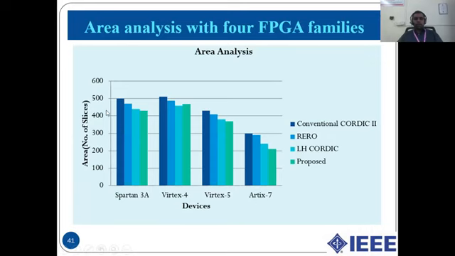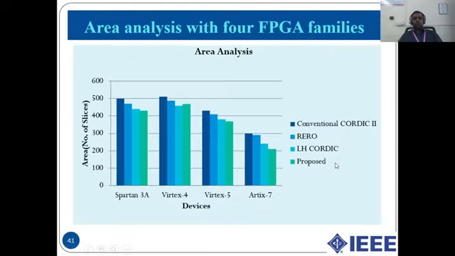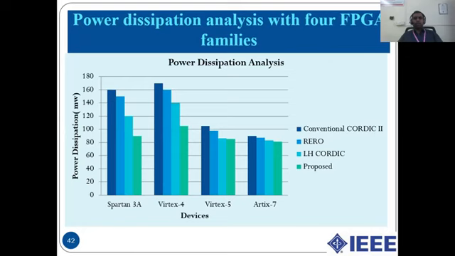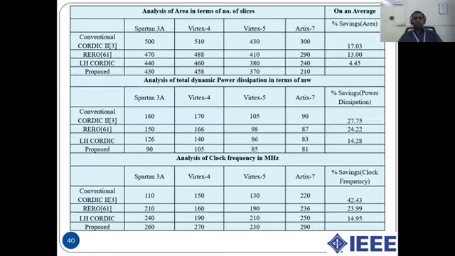Similarly, we could also find some analysis of clock frequency that we have used with respect to our inputs, and the percentage savings with respect to this clock frequency is also shown for the proposed architecture with respect to the conventional CORDIC, RERO, and LH CORDIC architectures. RERO is an architecture proposed by Ramados et al. It is also used for comparison and area analysis with 4 FPGA families, and the power dissipation analysis and the frequency analysis is also shown with bar charts that we have discussed in this particular table.